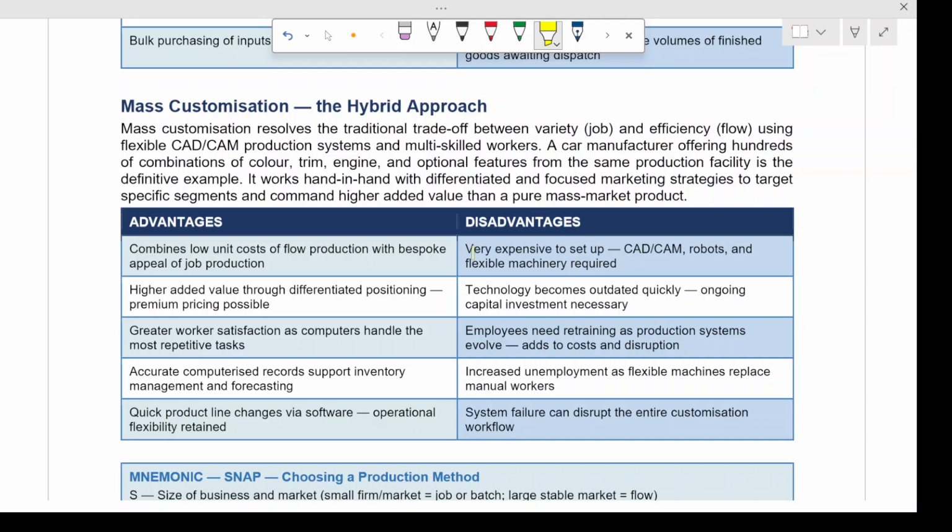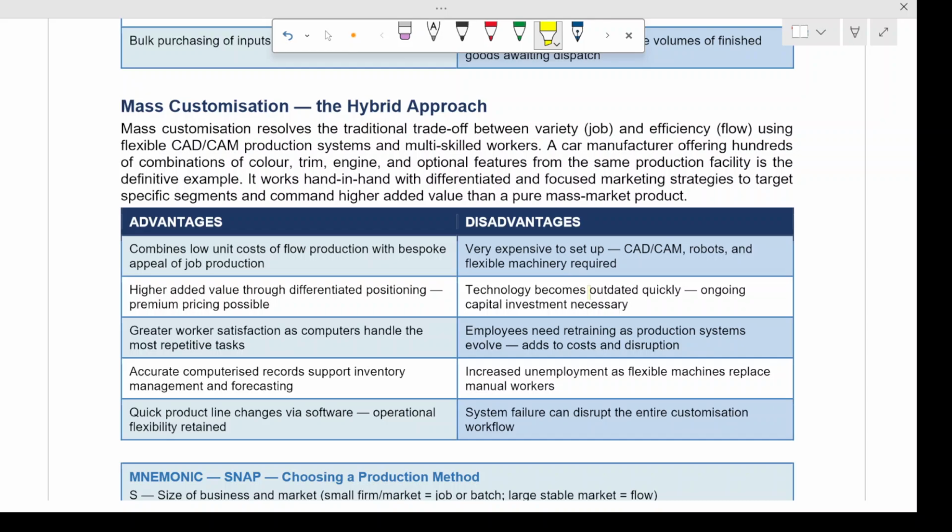Disadvantage is that it is very expensive to set up. Computer aided design and computer aided manufacturing, robots and flexible machinery are required. All these have to be set up and these cost a lot of money. Technology becomes outdated quickly and ongoing capital investment is quite necessary.